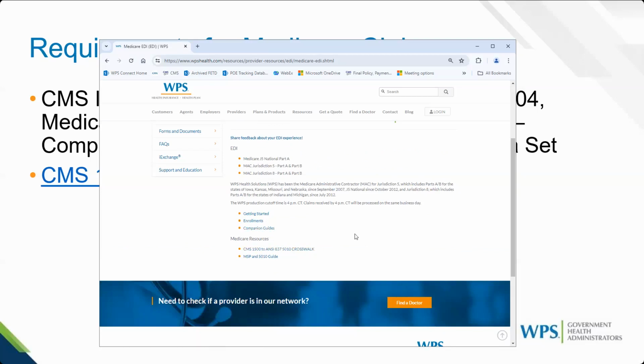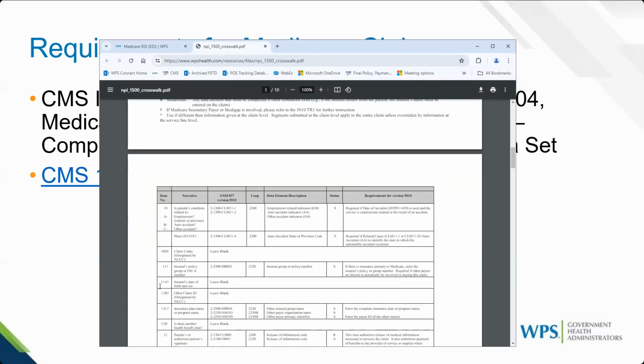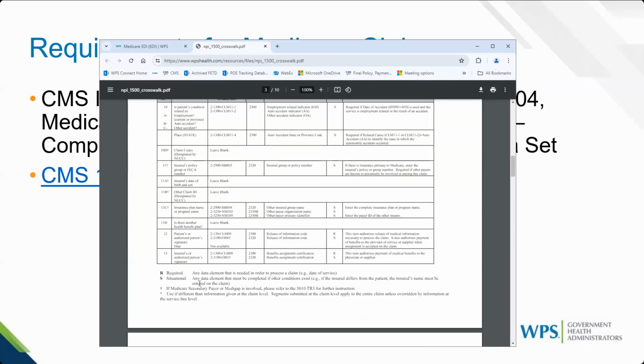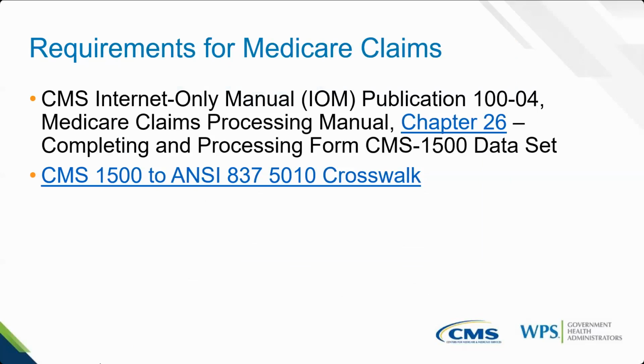But here, this crosswalk is that handy document that crosswalks all of the items on a claim. So in other words, if it goes in item number 11 on a paper claim, where does it go on the electronic claim? The loop, the location, it gives you the data element description and requirements for the version 5010 claim form. I want to point out this status column close to the far right of this document. S means, and if you look at the bottom of the page, any data element that must be completed if other conditions exist. So that means it's situational. And R in this column means that the data element is needed in order to process a claim. So that would mean it's required. Okay, a great tool for those rejected claims, and even some of the denied claims.